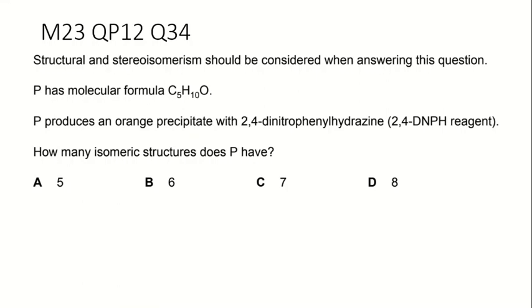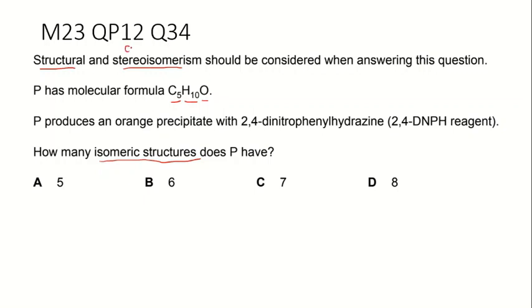We have a compound P with the molecular formula C5H10O in this question, and we are supposed to find how many isomeric structures P has, and we should consider structural isomerism and also stereoisomerism. Structural isomerism is actually the most common one. That means you change the skeleton of the backbone of the compounds. Stereoisomerism involves cis-trans isomerism or optical isomerism.